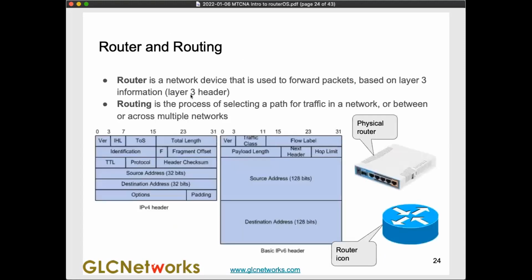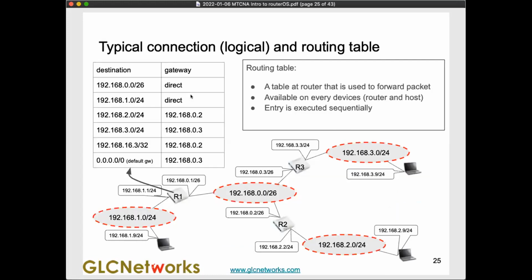So router and routing. We know that a router is the device, and routing is the process for selecting the best path in the network. Every router has its own routing table. As you can see here, this is our router, and here is the table. The table has only two parts: destination and gateway. Your destination is where you want to go, and the gateway is the place you go through to reach your destination.